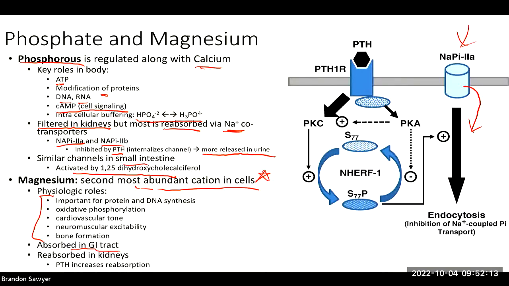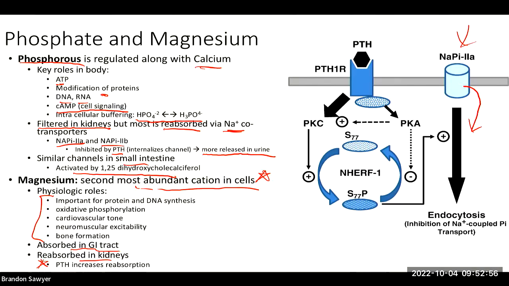We bring it in through the GI tract. It gets reabsorbed in the kidneys. Parathyroid hormone increases its reabsorption in the kidneys. So it's actually the opposite of parathyroid hormone's effect on phosphate reabsorption in the kidneys. Questions on any of that so far? So here we see parathyroid hormone decreases reabsorption of phosphorus in the kidneys, but increases reabsorption of magnesium in the kidneys. Yeah, good.